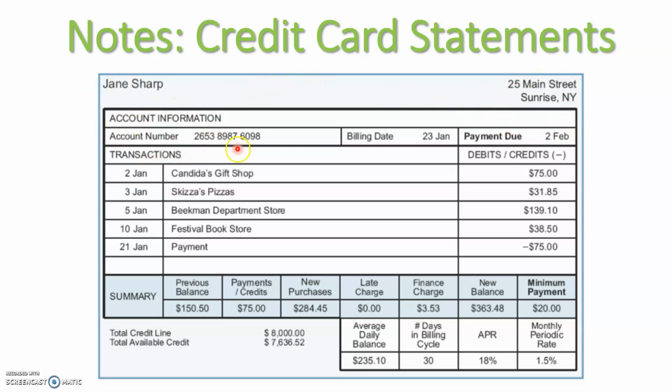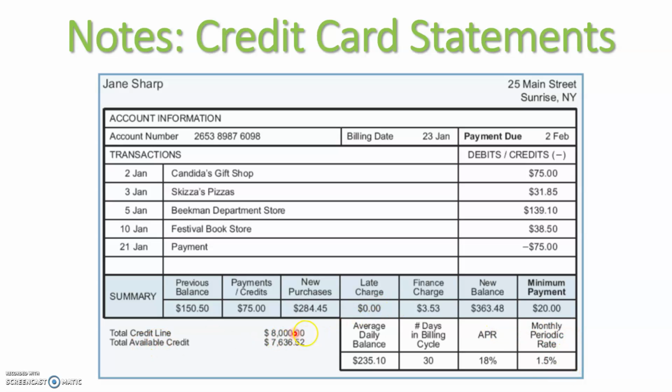Below that, we see all the account information: the billing date, when the payment is due, all the transactions that were made during this billing cycle, as well as a summary of how much was owed previous to this statement, any payments or credits, the new purchase, late charge, the finance charge, which is the interest, right? The new balance that will be carried over to the next month, and how much must be paid by this payment due date. You'll also see a summary of the average daily balance, the number of days in the particular billing cycle, the annual percentage rate, and the monthly periodic rate.